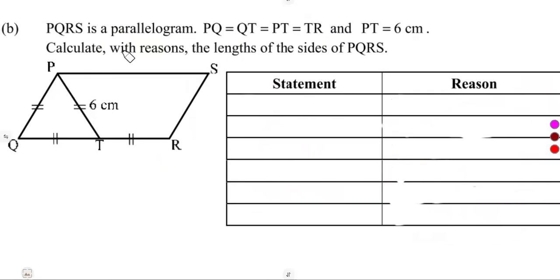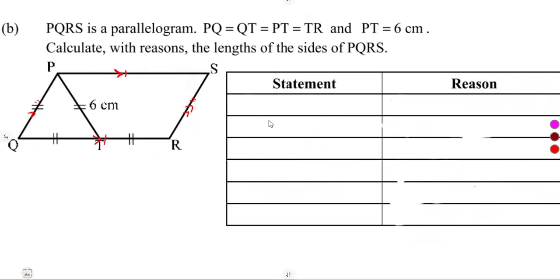PQRS is a parallelogram. So the moment that we are told that this is a parallelogram, we know its properties. Opposite sides, they are what? Parallel and equal. Opposite sides, parallel and equal. This is what we know.